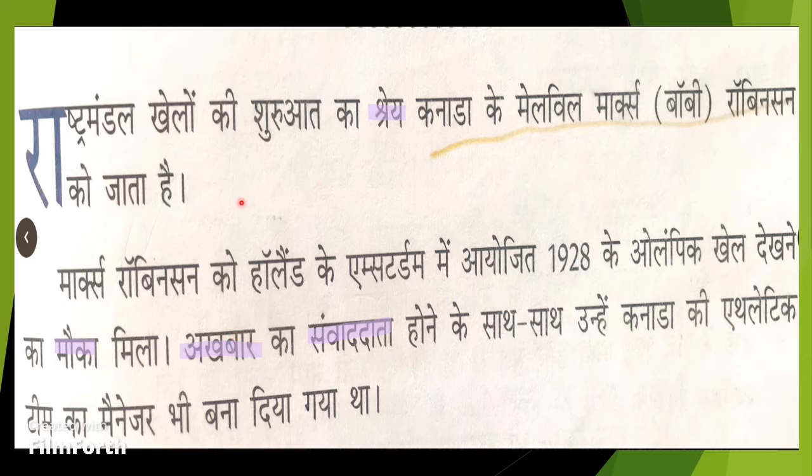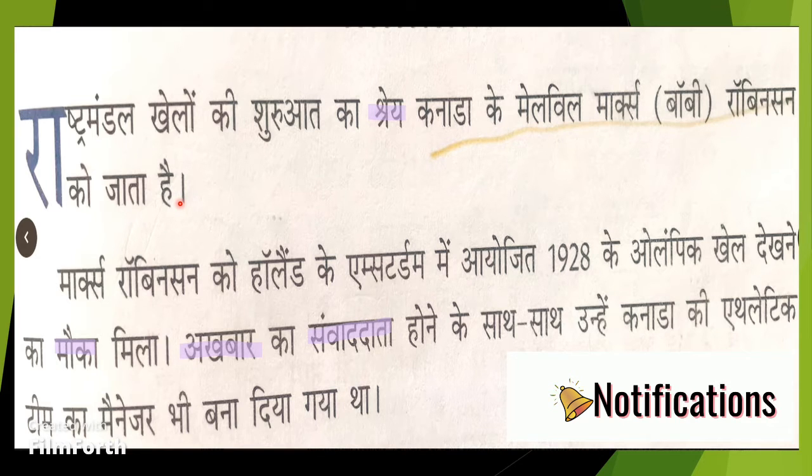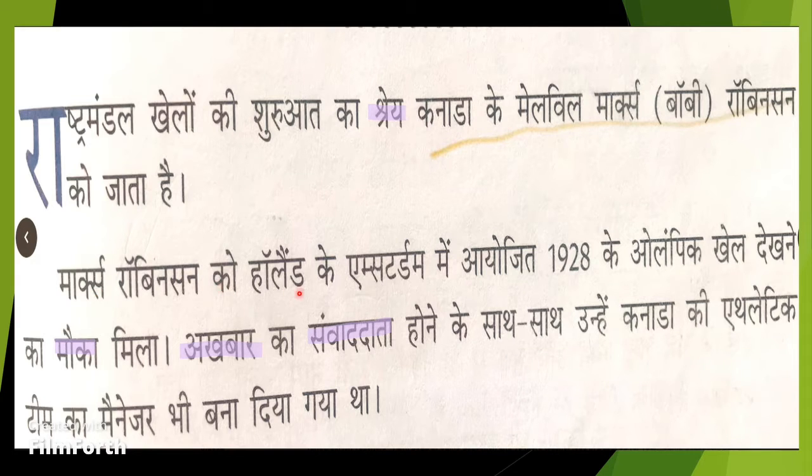The credit of starting these Commonwealth Games goes to Melville Marks of Canada. Shrey means credit. Now, this Marx Robinson, who was a reporter, got a chance to attend the Olympic Games, which was organized in 1928 in Amsterdam in Holland. Mauka means opportunity or chance.